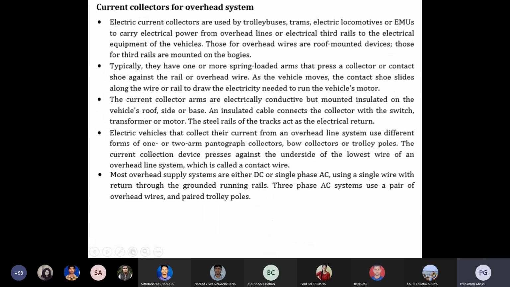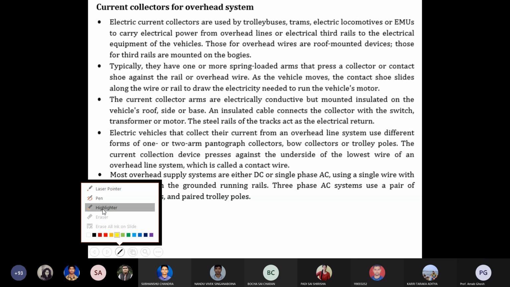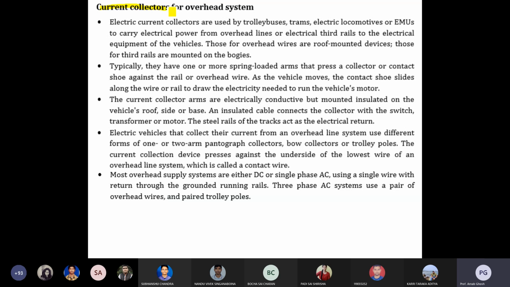Then the current collector for the overhead line. Current collectors for the overhead line means you are using a pantograph. For DC and AC both cases you can use that. The pantograph has two arms and a bow-type part that directly collects power from your overhead line.